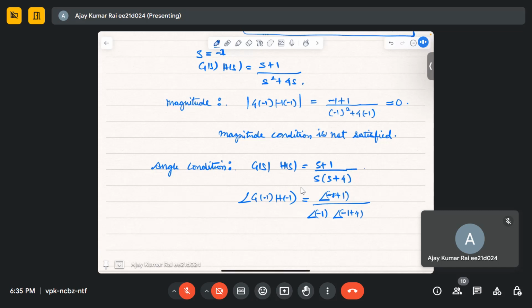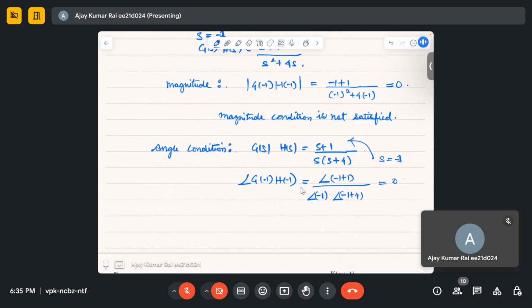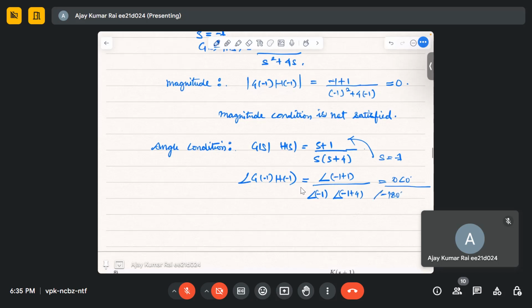So let me write it clearly: minus 1 plus 1. I'm just putting s equal to minus 1 here and trying to find the angle. The magnitude I already calculated, and now I'm just trying to find the angle. What will be the angle for this? The angle of 0 will be 0, right? And what will be the angle of minus 1 in the denominator? Minus 180. And for minus 1 plus 4, which is 3, the angle will be 0, right?